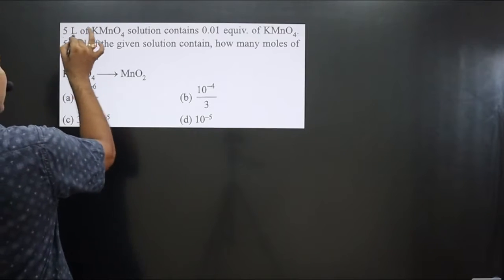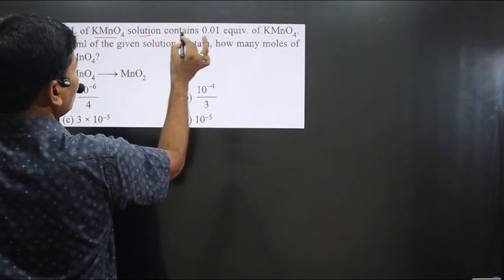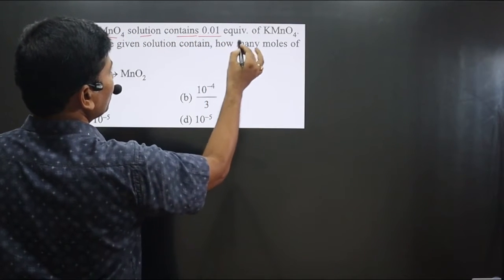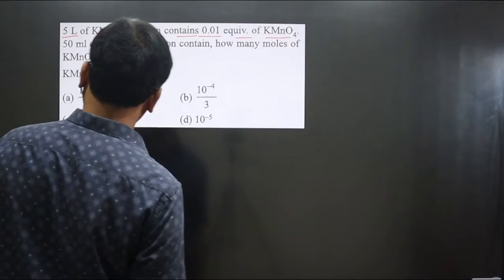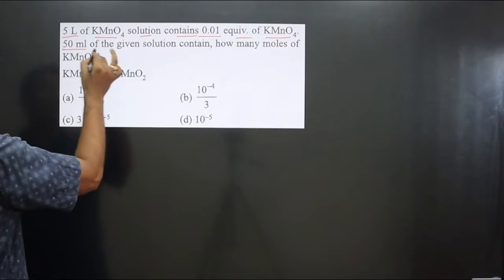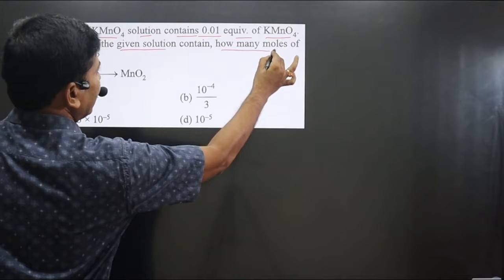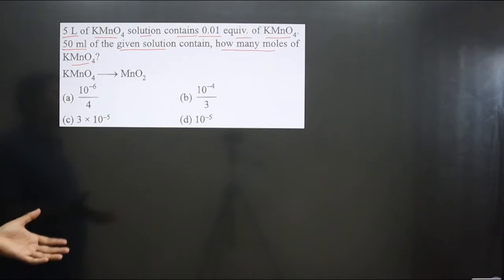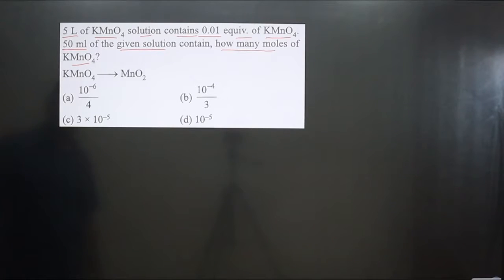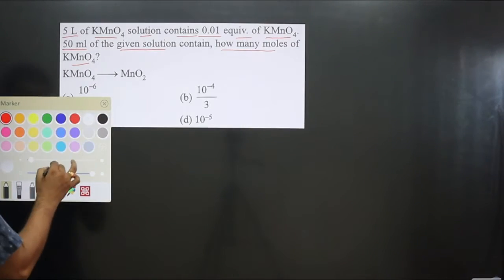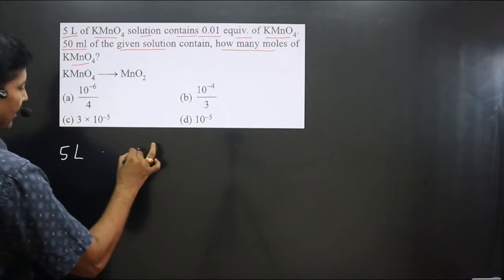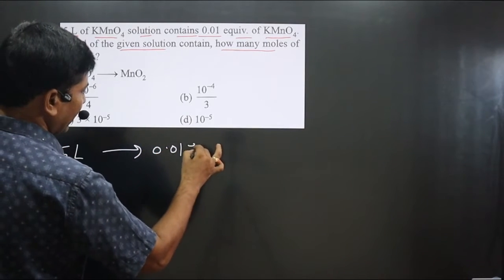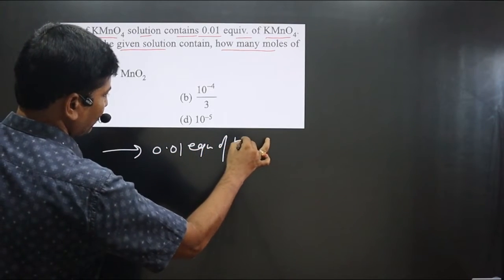The question says 5 liter of KMnO4 solution contains 0.01 equivalence of KMnO4. Then 50 ml of given solution will contain how many moles of KMnO4? Okay, the data provided: 5 liter contains 0.01 equivalence of KMnO4.